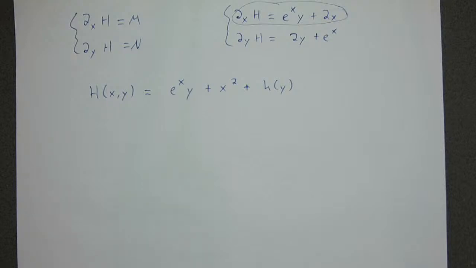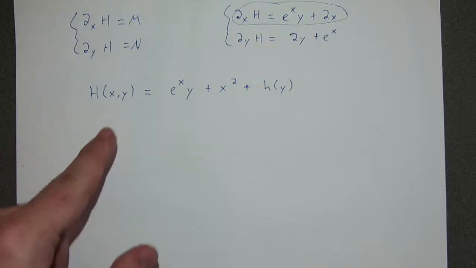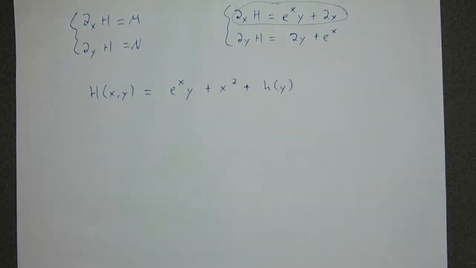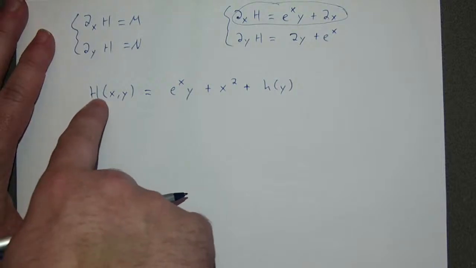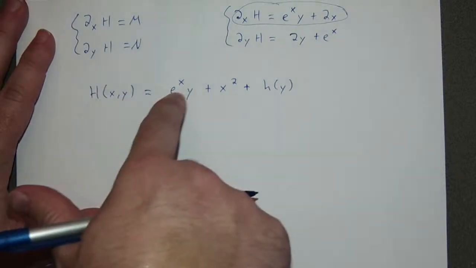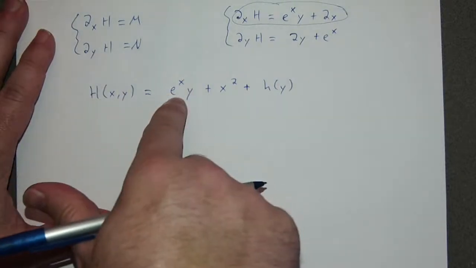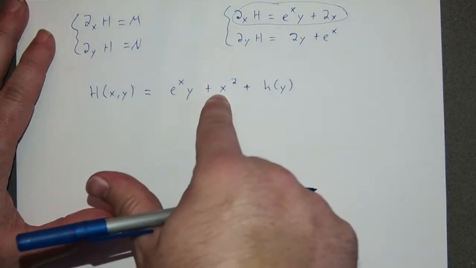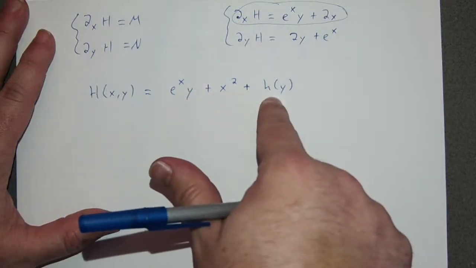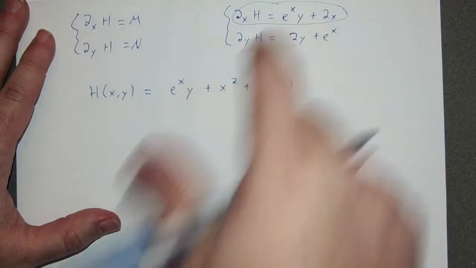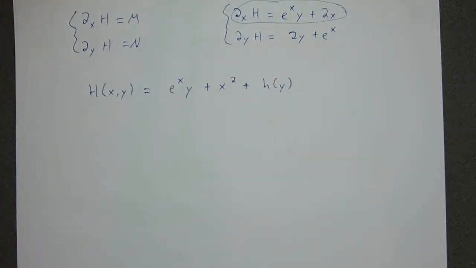Now, if you don't believe this, let's take the partial derivative and check that it matches up with this. If I took the partial derivative with respect to x here, what would I get, going term by term? e to the xy plus 2x plus 0. So I get exactly that. Okay, so this is the thing that I have to remember.